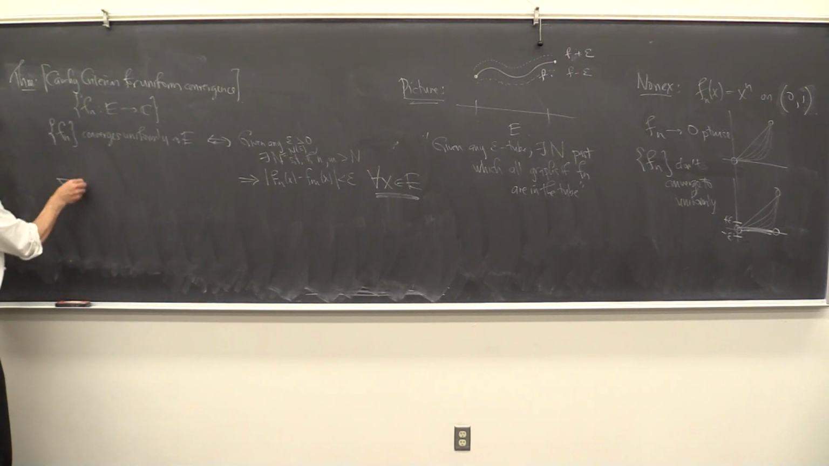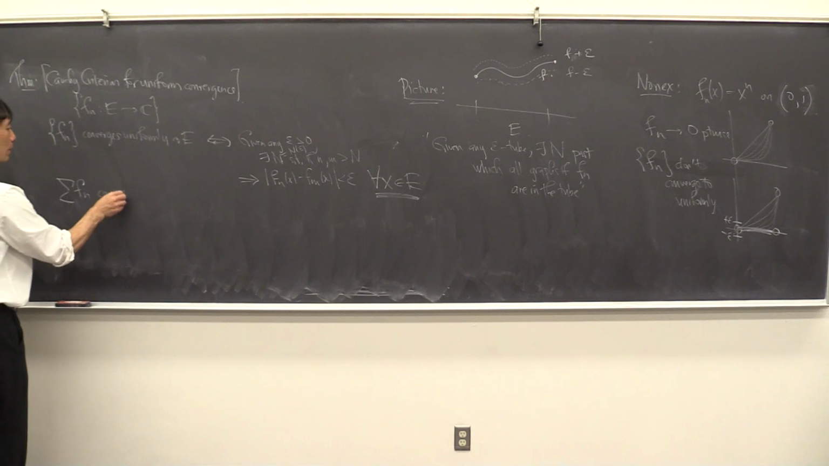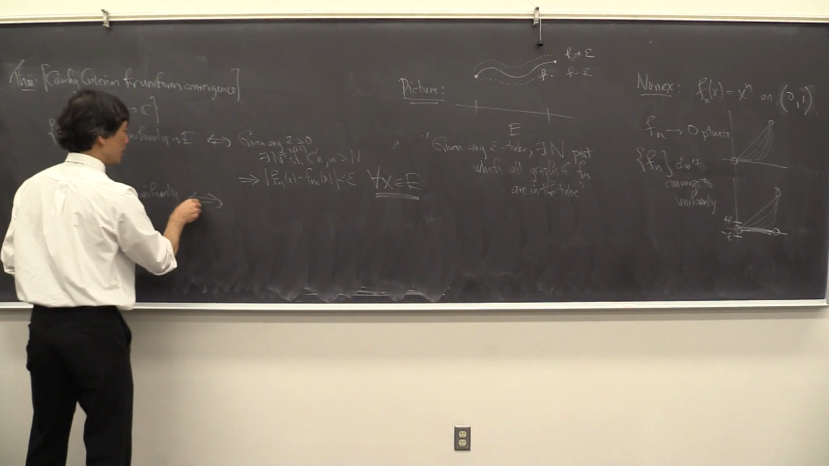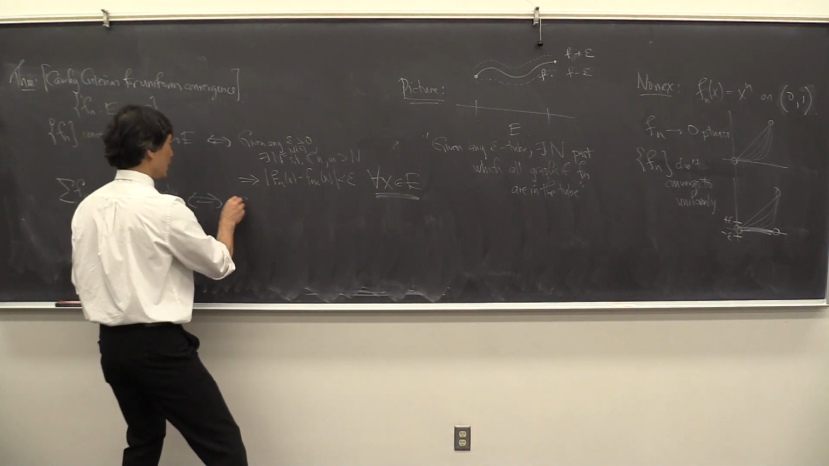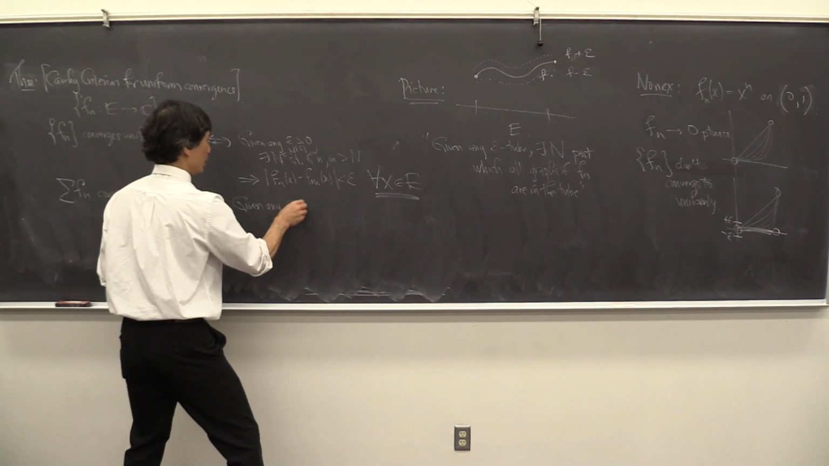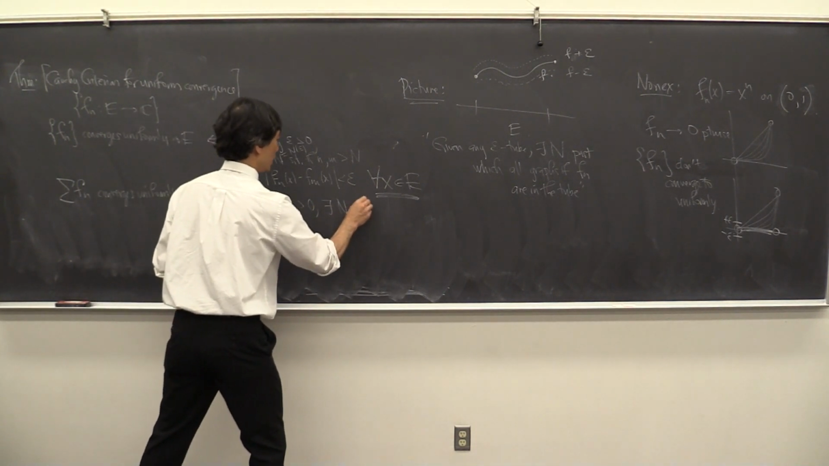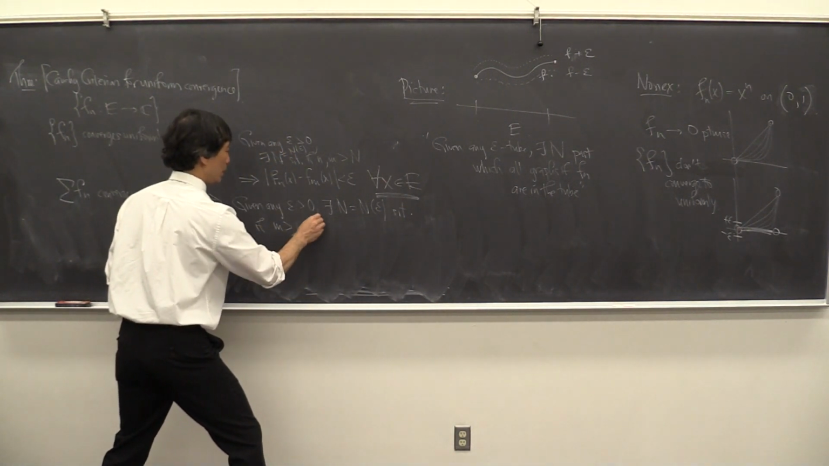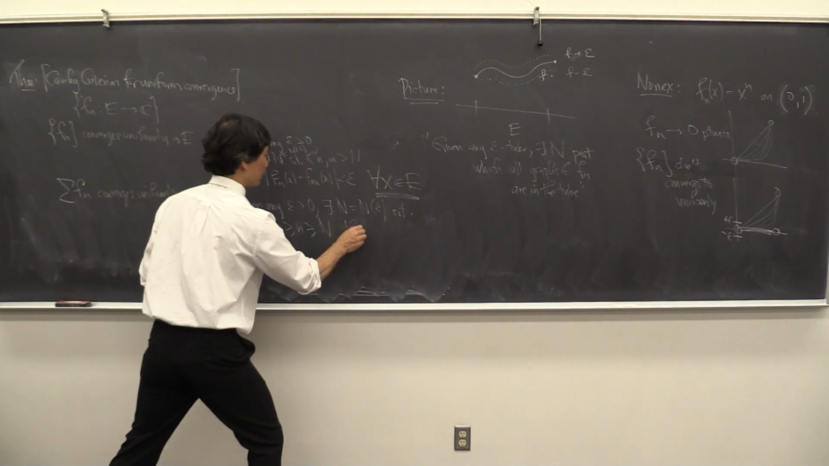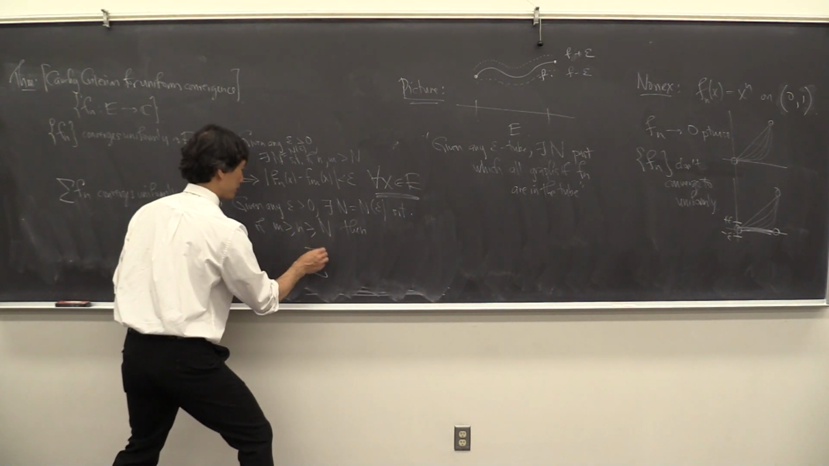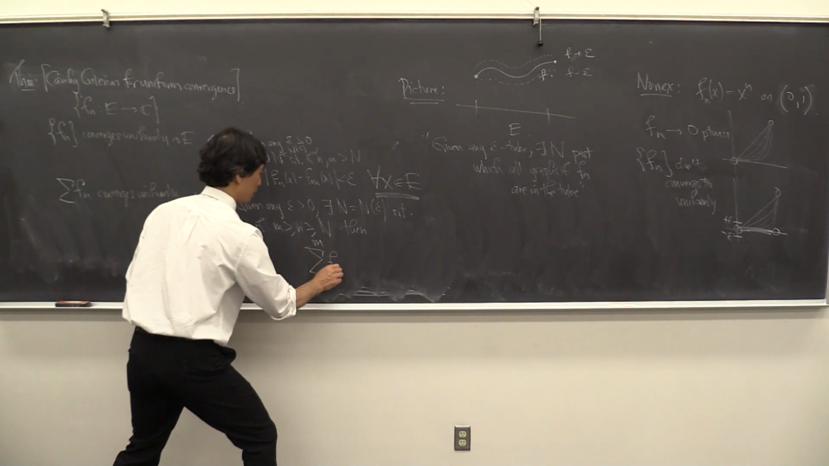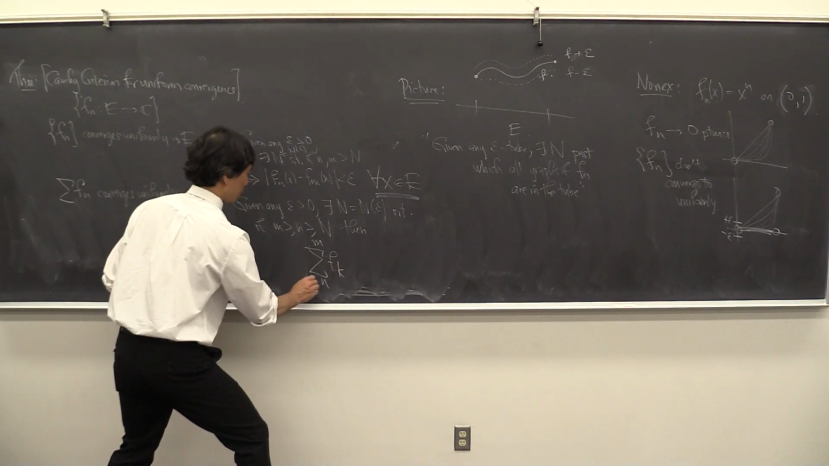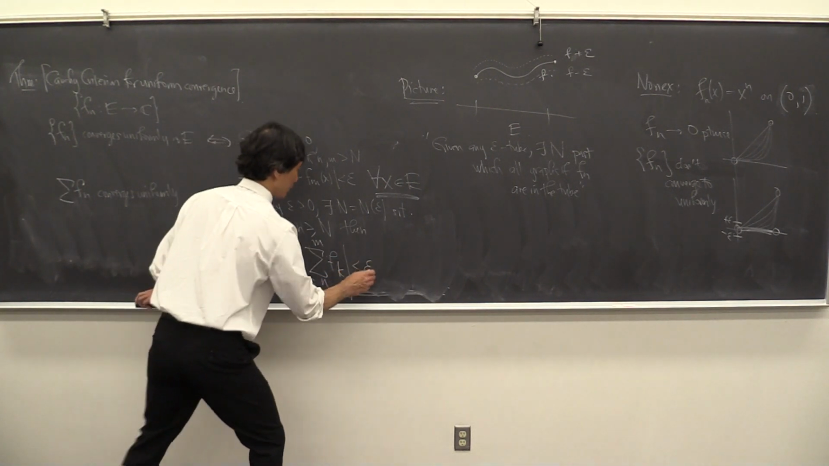And similarly, we say a series converges uniformly. You can have a Cauchy criterion for series, same sort of thing. Given any epsilon greater than 0, there's an n dependent on epsilon, such that if you have two indices beyond n, then the size of the tail is smaller than epsilon.